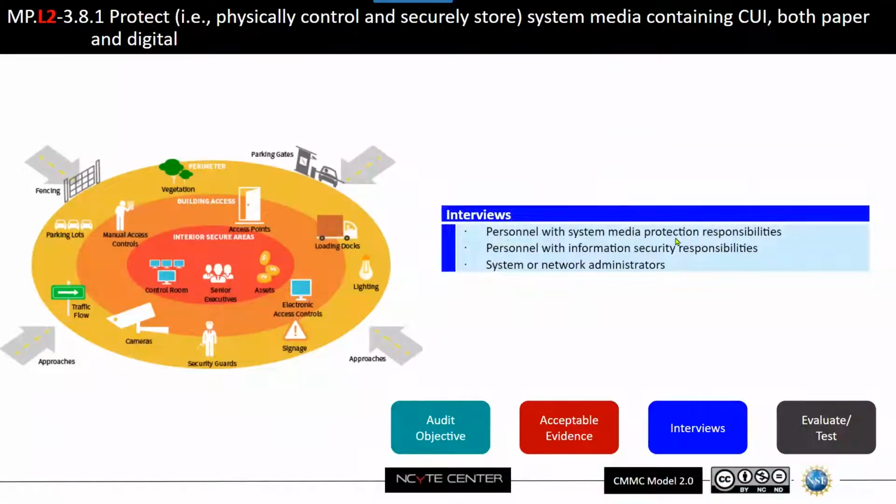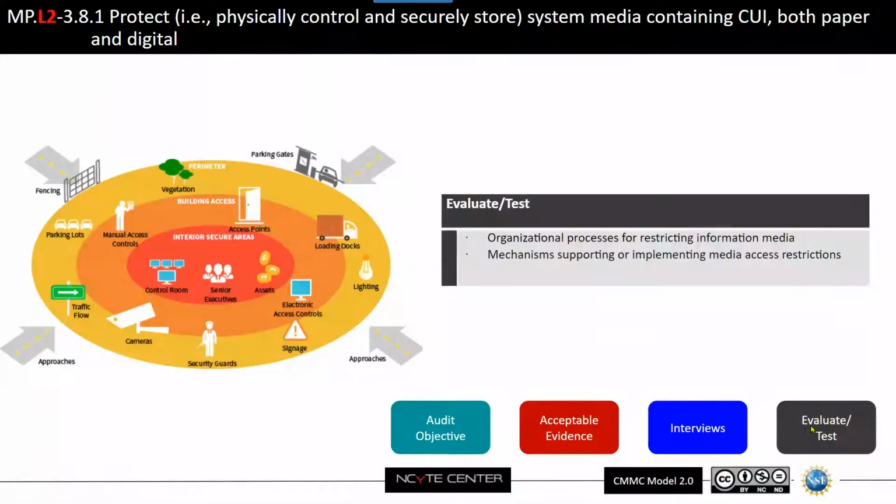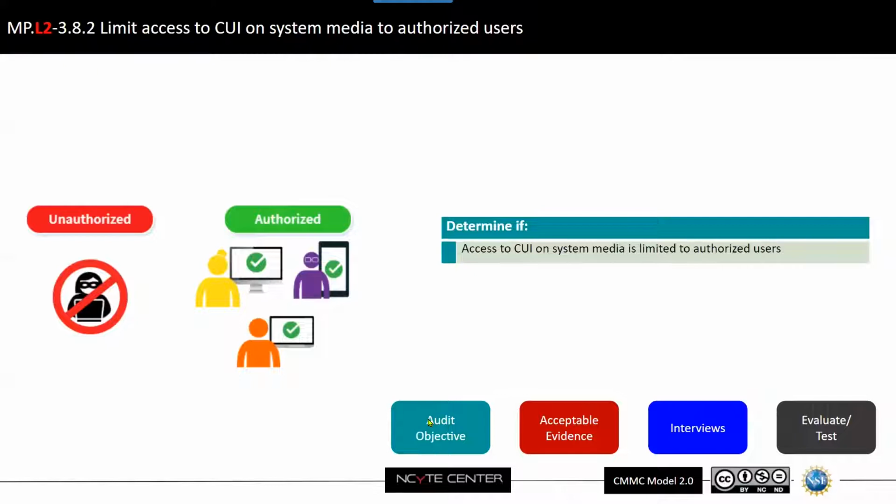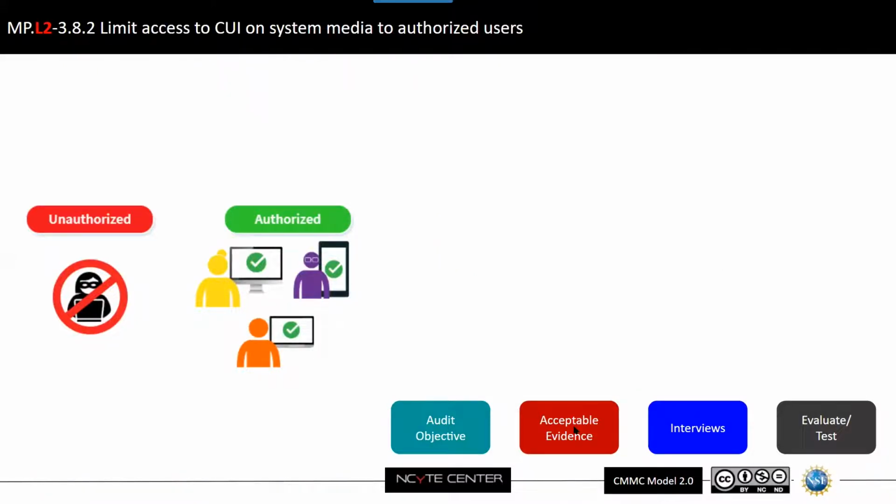Interview people, the usual suspects here: system media protection responsibilities, information security, and system or network administrators, because they are probably the ones handling the actual gear. How do we evaluate it? Basically, we just want to confirm, again, we can look at the reports for who's accessing which media. We want to make sure we limit it to authorized users. The goal is to make sure only authorized users get access to it.